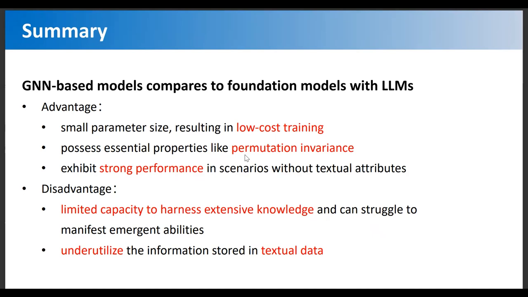For example, a recurrent neural network structure cannot handle this permutation invariance problem. Also, GNNs show strong performance in scenarios without text data. But for the drawbacks, they carry limited capacity to harness extensive knowledge, whether common sense knowledge or world knowledge, and they will struggle to have more exciting emergent abilities. Also, we have many text-attributed graphs, shortly TAGs, and GNNs will underutilize such information.